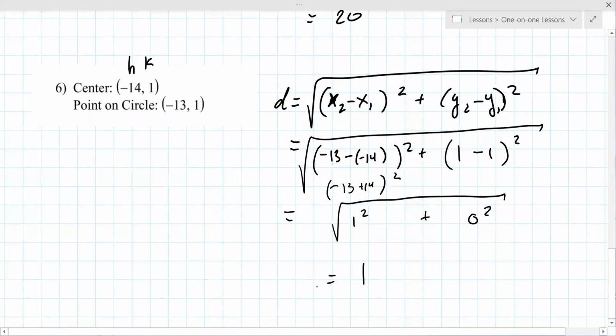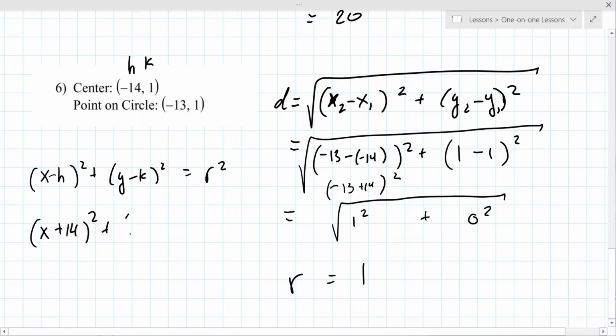Okay. So that's your radius. It is the distance, but it is the radius in this case. So I'll just write it one more time. (x minus h) squared plus (y minus k) squared equals r squared. Okay. So that's, I'm sorry, (x plus 14) squared plus (y minus 1) squared equals 1 squared, or just equals 1.